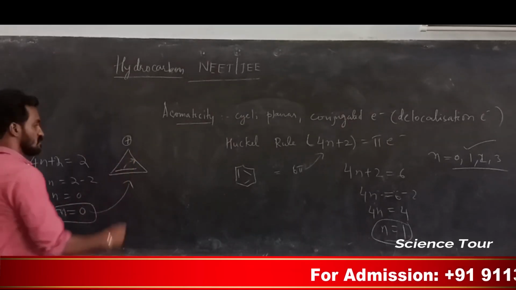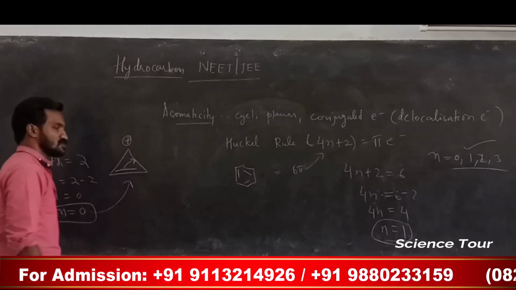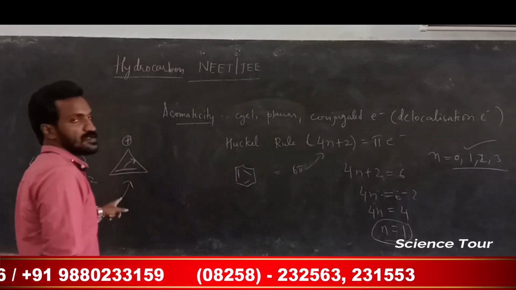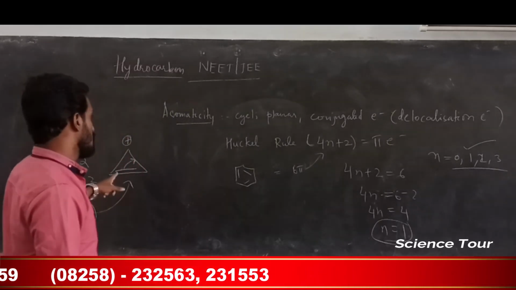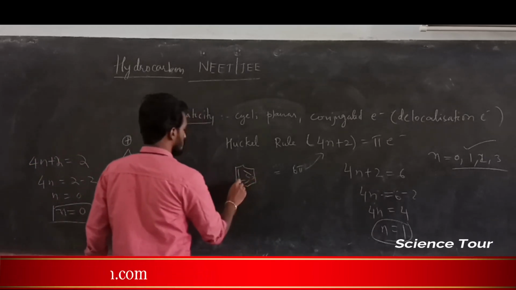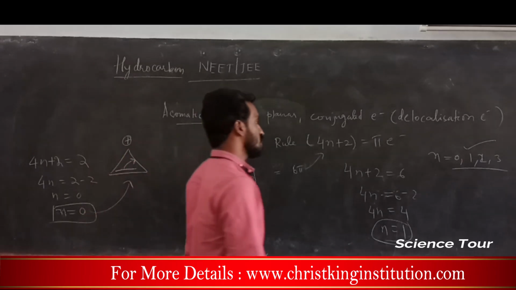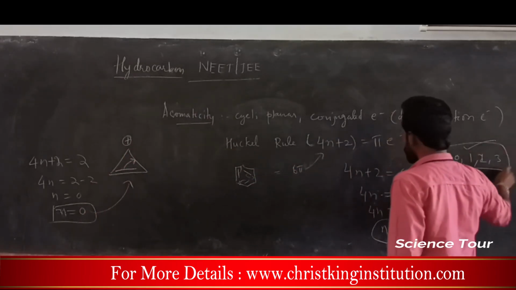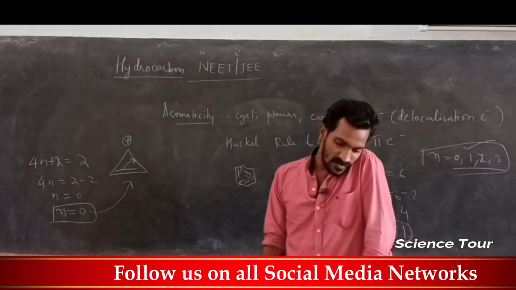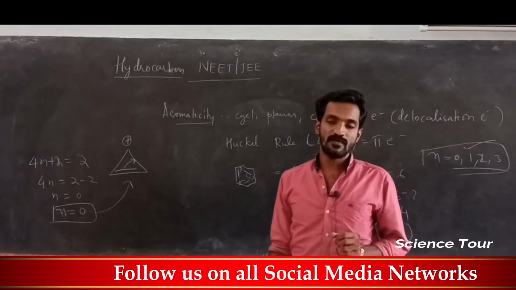Delocalization means conjugation, here to here conjugated, here to here delocalization is possible, and also it is cyclic and planar. So it obeys, and the n value is also an integer, 0, 1, 2, 3. So this is also an aromatic compound. So if it obeys these four conditions, then it is an aromatic compound.